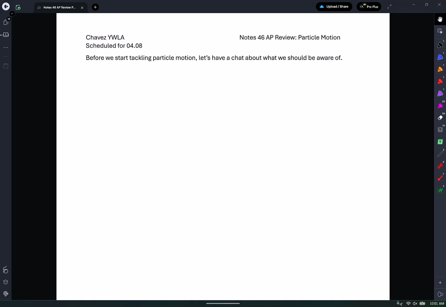So here it is, guys. This is our first official review. It is on particle motion, sometimes called position, velocity, acceleration problems. This is guaranteed to be on your exam. It's guaranteed to be a free response question, 100%. You'll probably see it also in multiple choice.